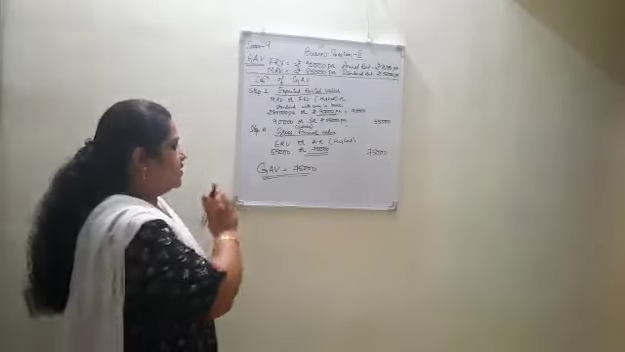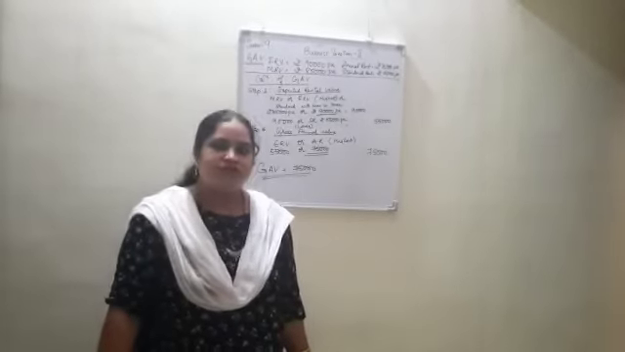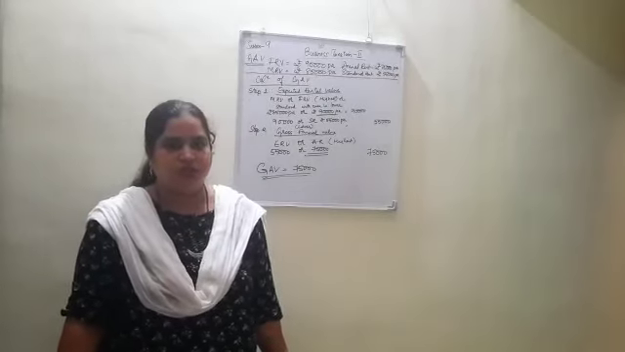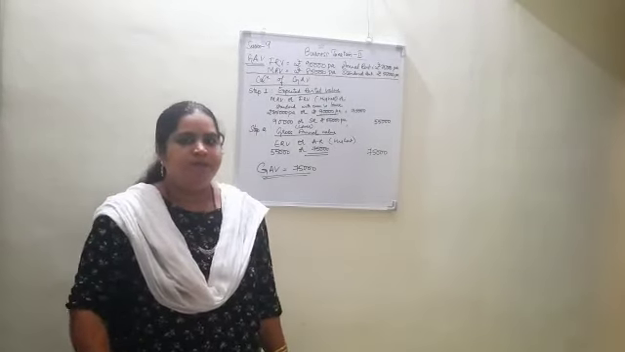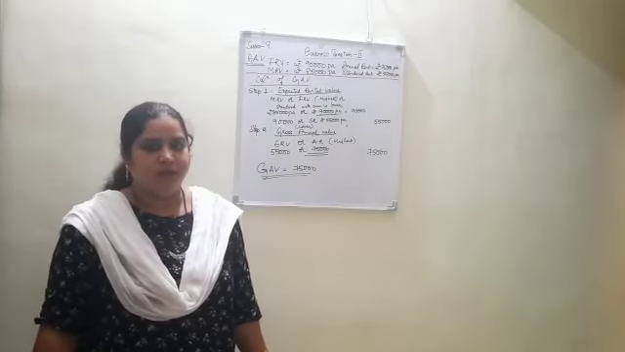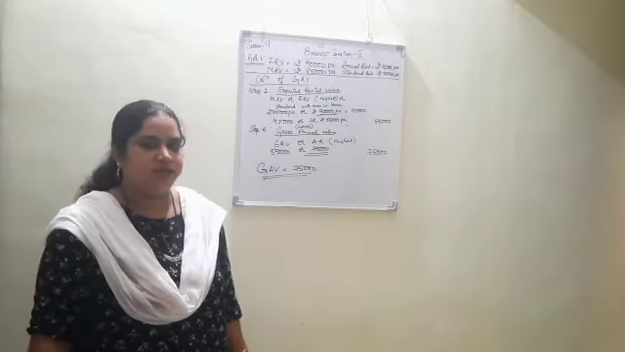X is 75,000. So with this I end my session on the problem on income from house property, session number 9. Thank you.